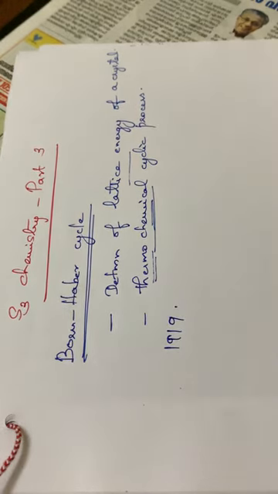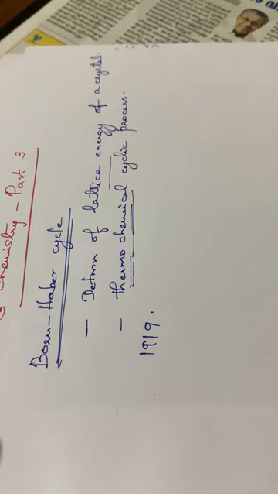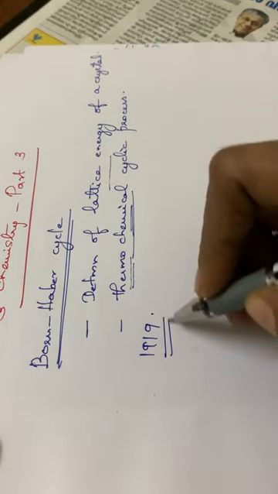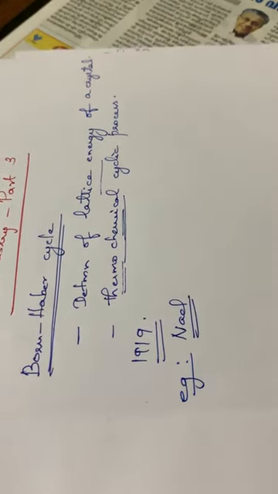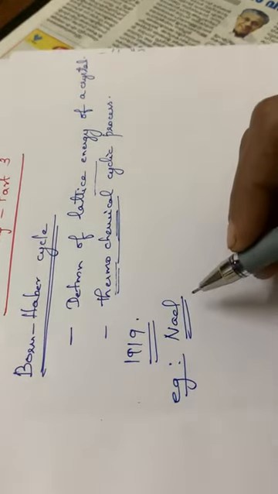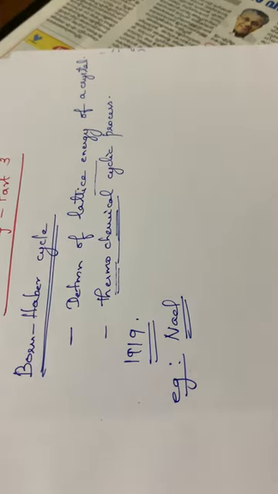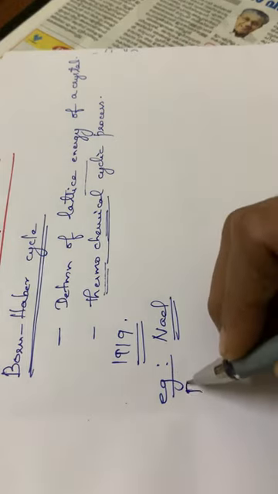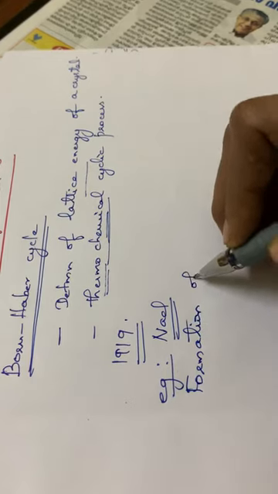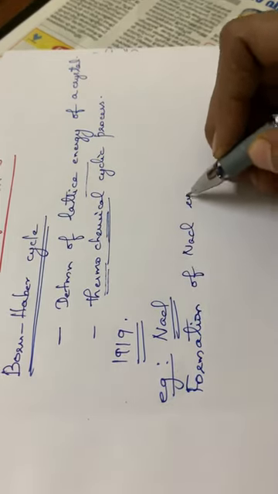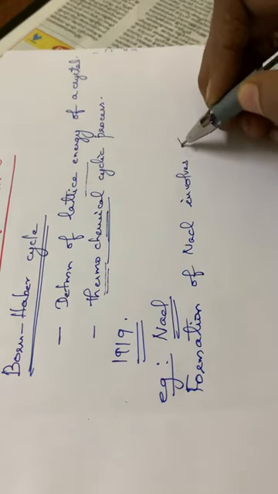One example for the determination of lattice energy is the formation of the sodium chloride crystal. NaCl crystal. During the formation of the NaCl crystal, so many steps are involved. That means 4 major important steps are there. You have to go through the formation of NaCl through the following 4 steps.